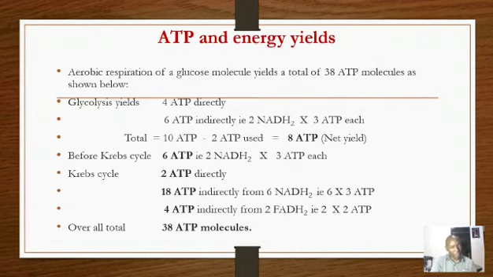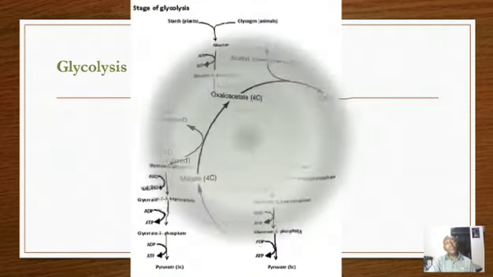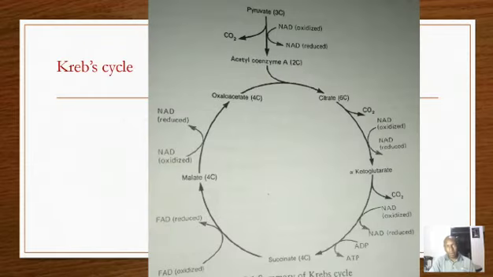And each NADH2 liberates 3, giving a total of 6 ATP molecules. Meaning, glycolysis, a total net of 8. Before the Krebs cycle, from the pyruvate, a total of 6 ATP molecules. Then, how about when it comes to the Krebs cycle? Look at the Krebs cycle. Look at the points where ATP is liberated directly.